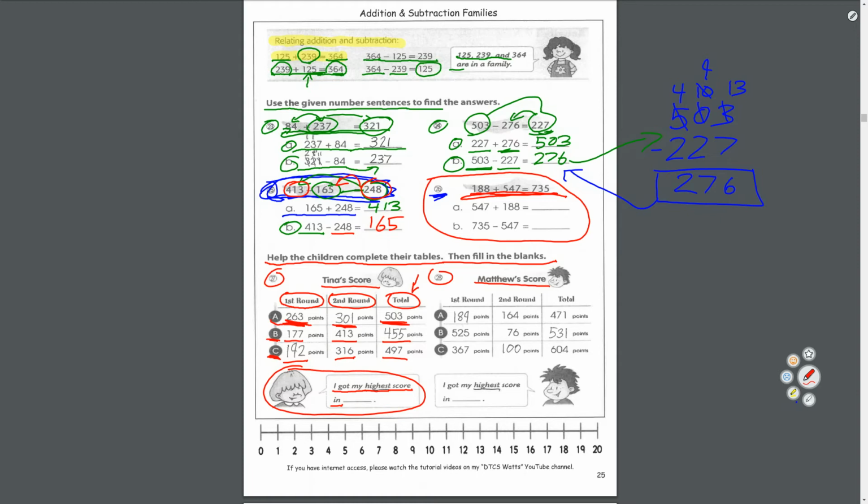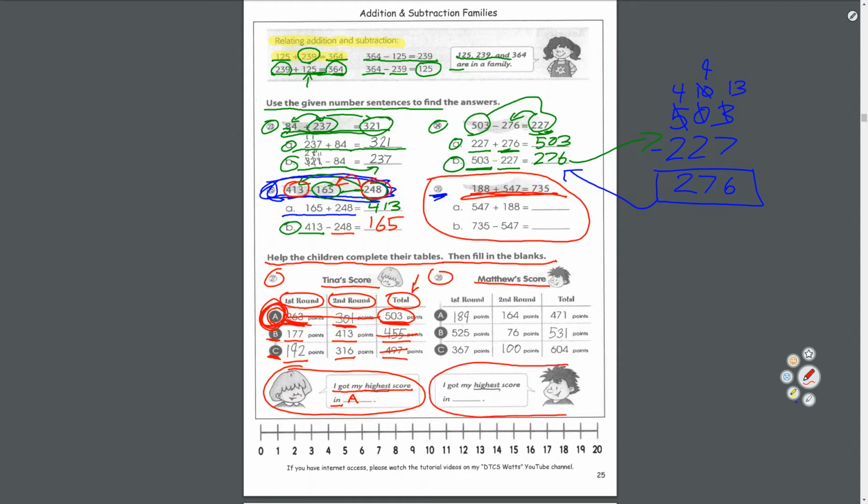What's the biggest number? It's not 497, not 455, it's 503, which means that was A. That's all we got to say, in A, because that was the highest score, the biggest number.